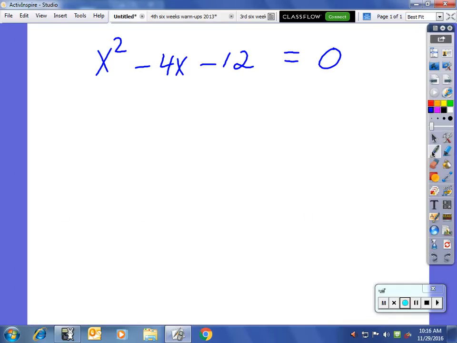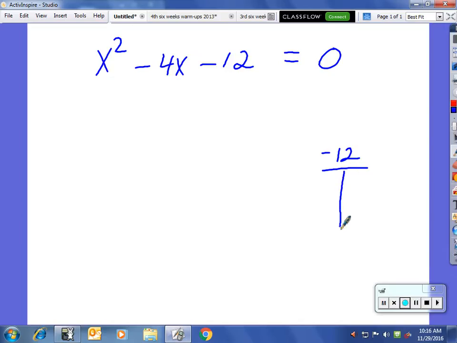Okay, so let's factor this thing. Now that we've got it in standard form, let's factor it. What's a times c here? Negative 12. So we're looking for the factors of negative 12 that could add up to a negative 4. Don't forget we're trying to get a sum of negative 4. We've got 1 and 12, 2 and 6, 3 and 4.